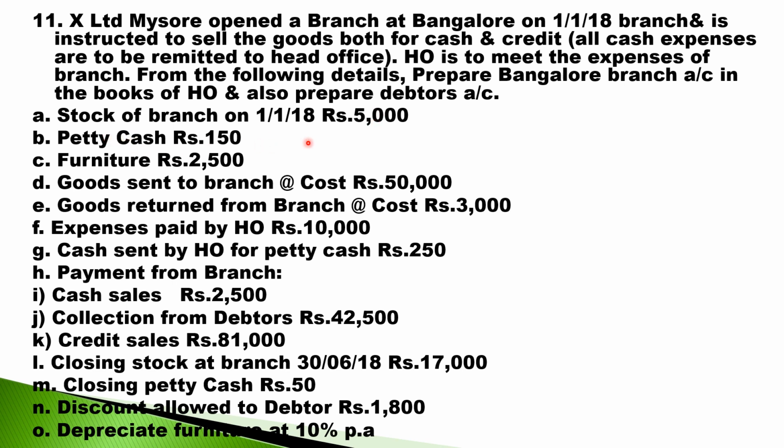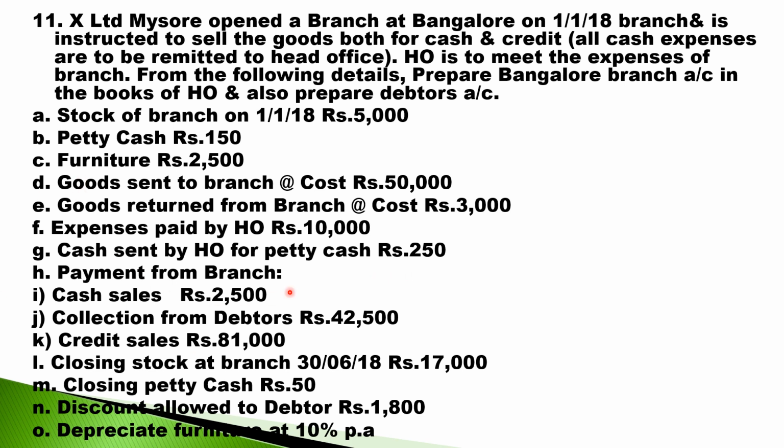Stock of branch on 1/1/18, 5000, will come in debit side. Petty cash 150, we assume to be opening petty cash, debit side. Furniture 2500, we assume to be opening furniture, debit side. Goods sent to branch, debit side. Goods returned from branch, credit side. Expenses paid by head office, debit side. Cash sent by head office for petty cash 250, debit side.